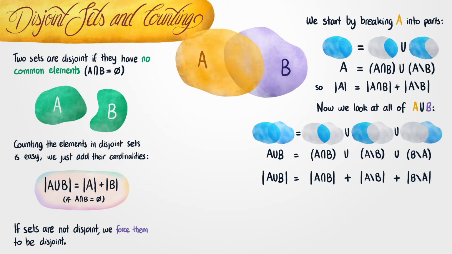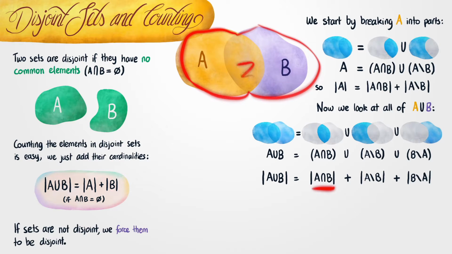Now if we wanted to, we could stop here because technically this is true. The cardinality of A or B is always equal to the cardinality of A and B plus the cardinality of A without B plus the cardinality of B without A. Or in other words, to find the total number of elements in this whole area, you just add the number of elements in this area, then this area, then this area.